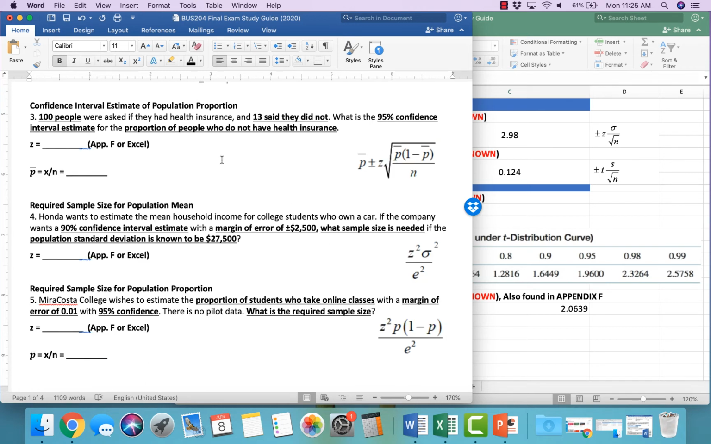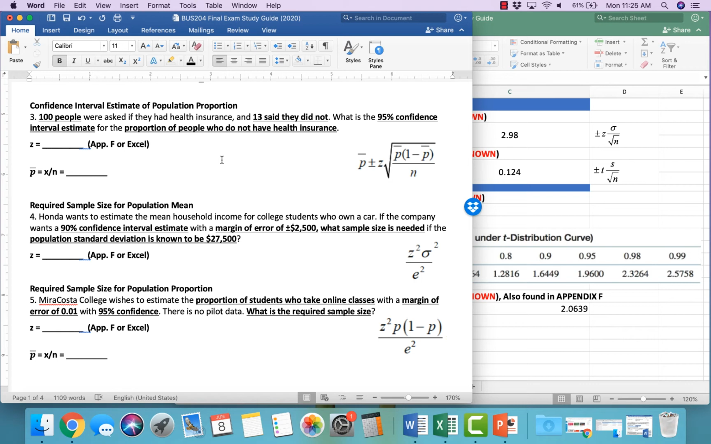Let's look at number 3. This is an example of a confidence interval estimate of a population proportion. 100 people were asked if they had health insurance, and 13 said they did not. What is the 95% confidence interval estimate for the proportion of people who do not have health insurance?